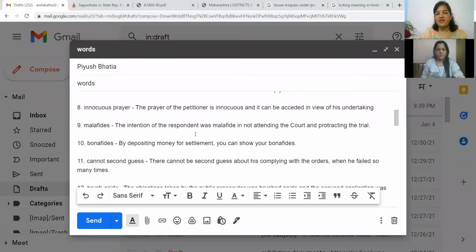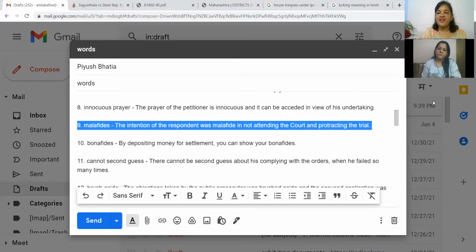Mala fides. It is the opposite of bona fides. The intention of the respondent was mala fide. Wrong was his intention in not attending the court and protracting the trial. See, the word is protracting the trial, meaning delaying the trial.